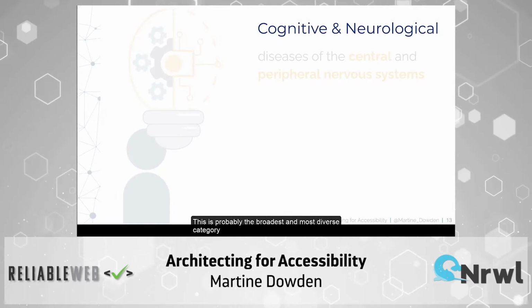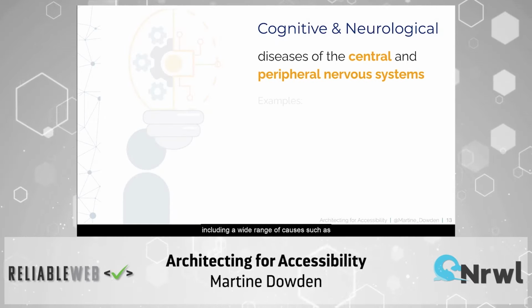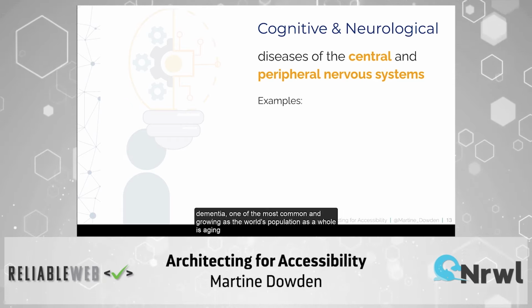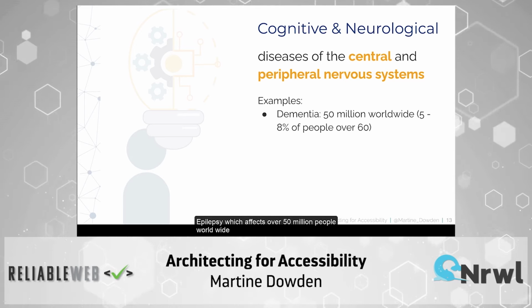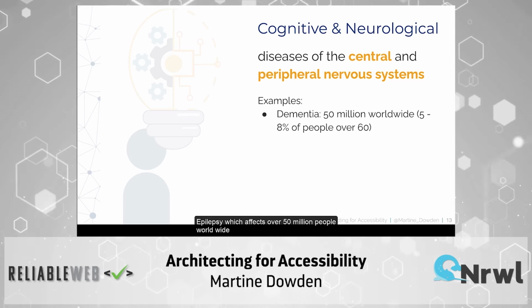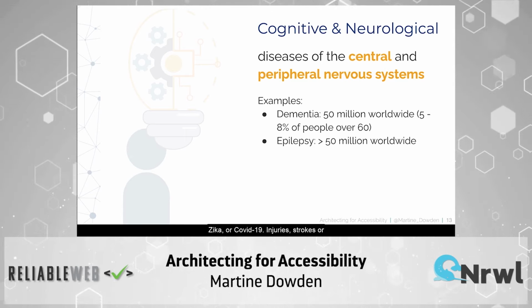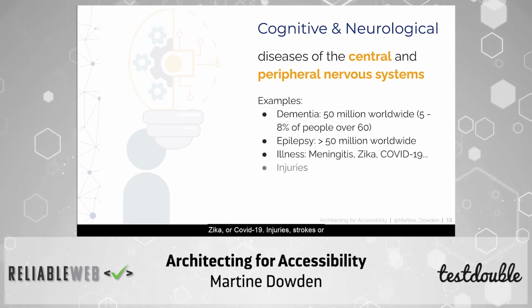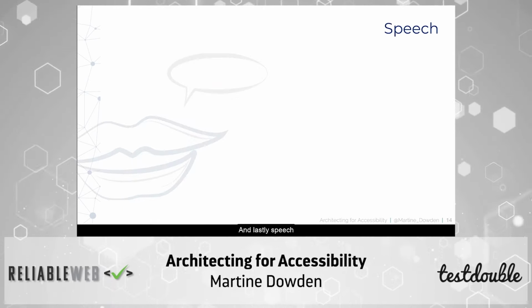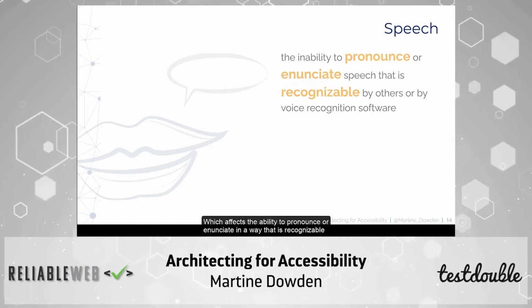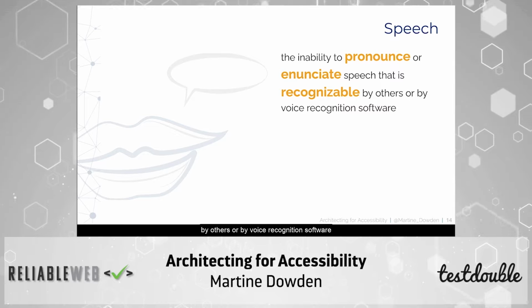This is probably the broadest and most diverse category, including a wide range of causes such as dementia, one of the most common and growing as the world's population as a whole is aging. Epilepsy, which affects over 50 million people worldwide. Illnesses such as meningitis, Zika, or COVID-19. Injuries, strokes, or Parkinson's. And lastly, speech, which affects the ability to pronounce or enunciate in a way that is recognizable by others or by voice recognition software.